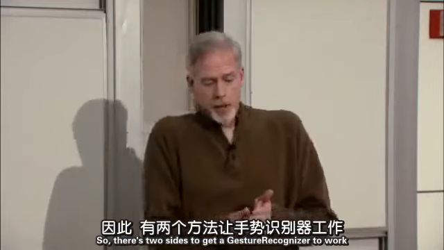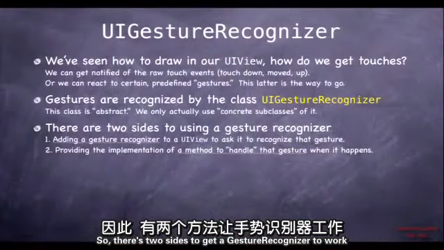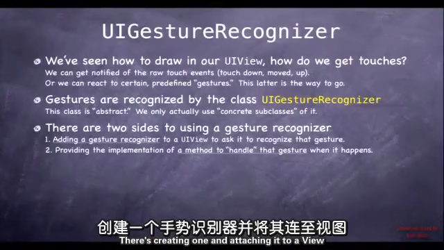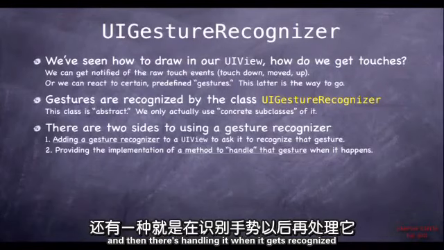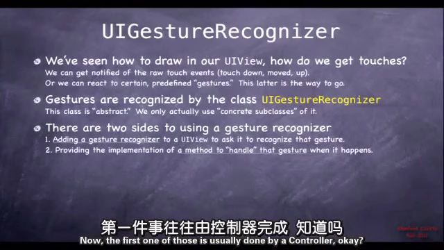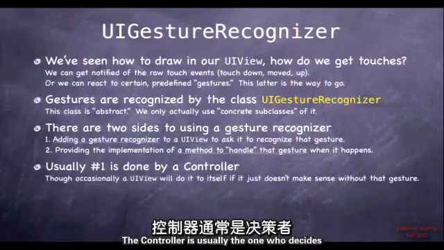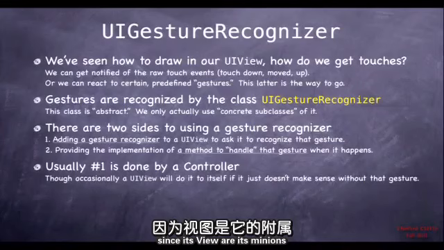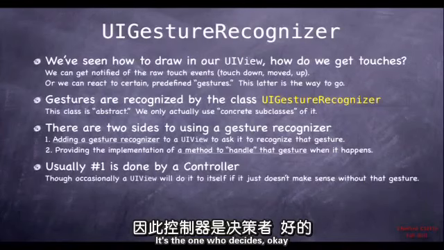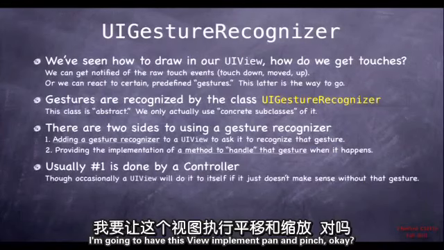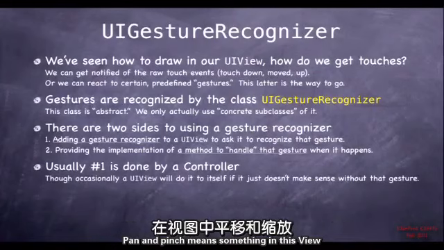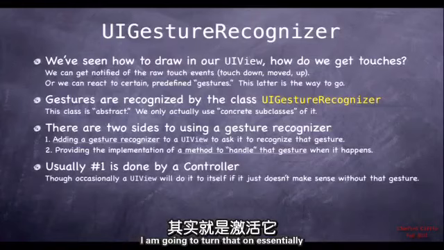So there's two sides to getting a gesture recognizer to work. There's creating one and attaching it to a view, and then there's handling it when it gets recognized, when it actually happens. Okay? Now, the first one of those is usually done by a controller. The controller is usually the one who decides, since its views are its minions, okay, I'm going to have this view implement pan and pinch. Pan and pinch mean something in this view. I'm going to turn that on, essentially.